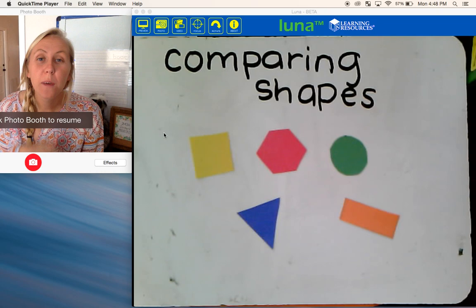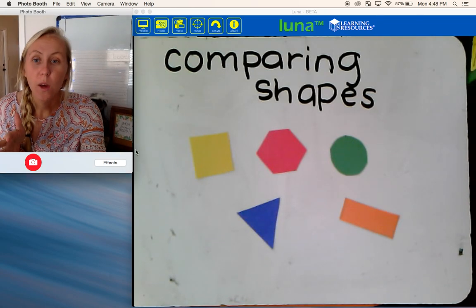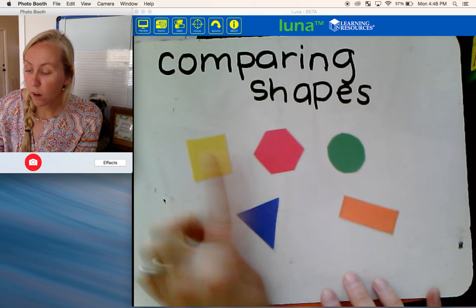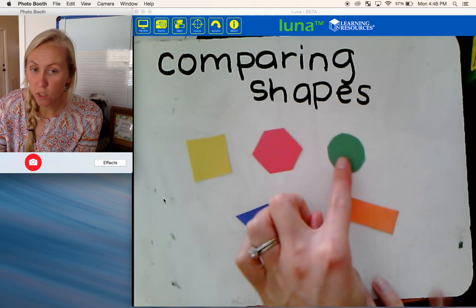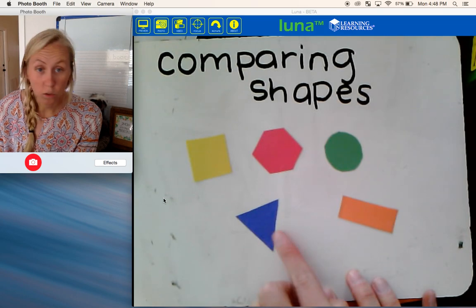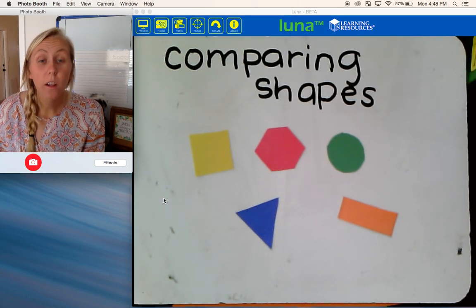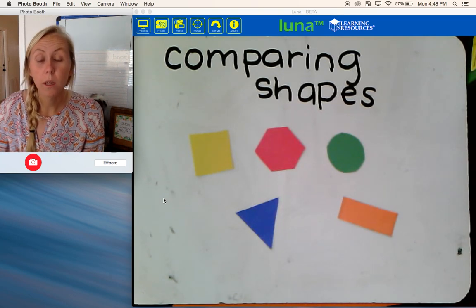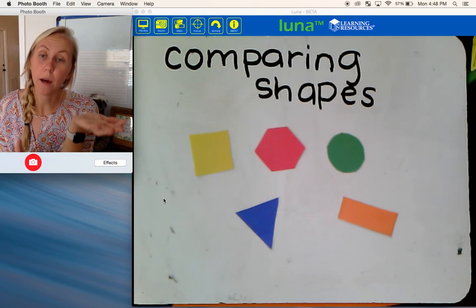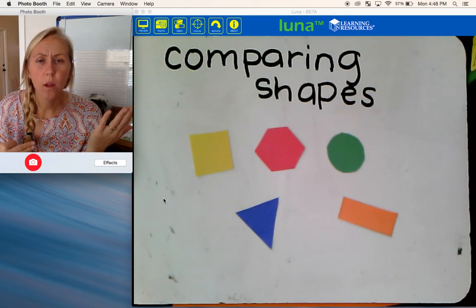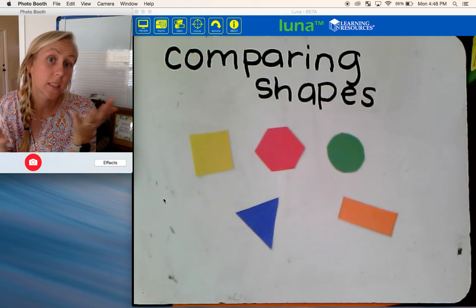Today we have learned our shapes. I have them all right here. We learned our square, our hexagon that was yesterday, circle, rectangle, and triangle. Those are our 2D shapes. And today we're going to learn about how to compare them. Comparing means talking about what they have that's the same and then what ways they are different.